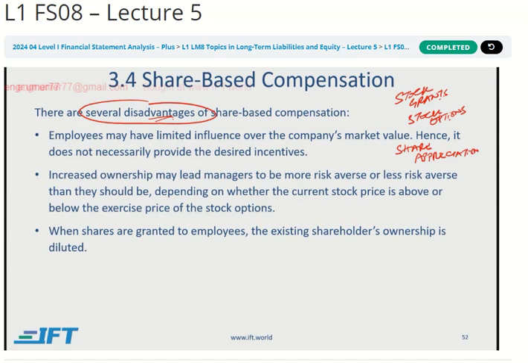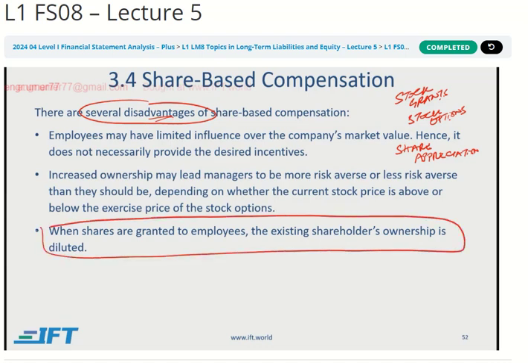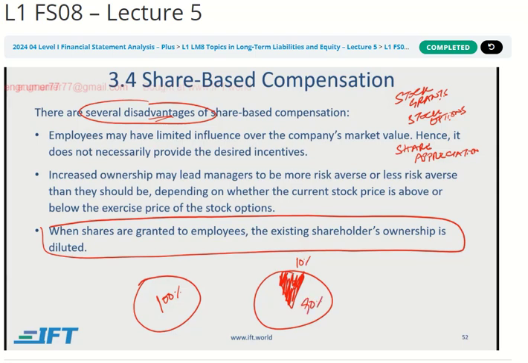So, for example, let's talk about this last disadvantage, that when shares are granted to employees, the existing shareholders' ownership is diluted. So let's say you own a company, you own 100% of a company, but then you decide to give 10% to your management, right? You decide to give 10% to your management. So now your ownership gets diluted to 90%.